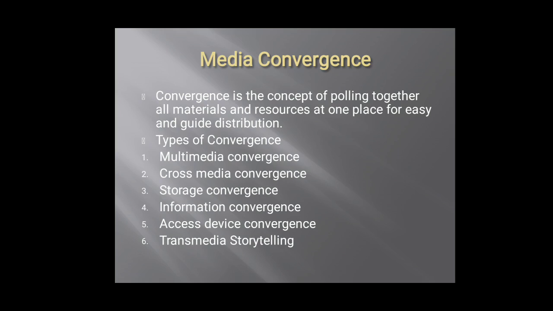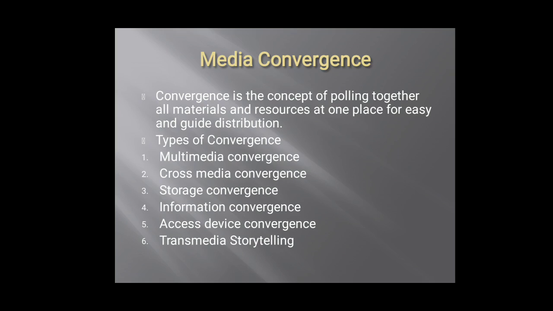So when we talk about media convergence, there are certain types of convergence: multimedia convergence, cross media convergence, storage convergence, information convergence, access device convergence, and transmedia storytelling. First we'll go with multimedia convergence. It refers to convergence of text, sound, data, image, graphics, and video into digital content. Now they are all termed into one, that is digital content.